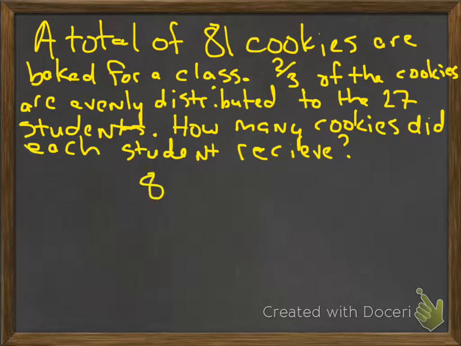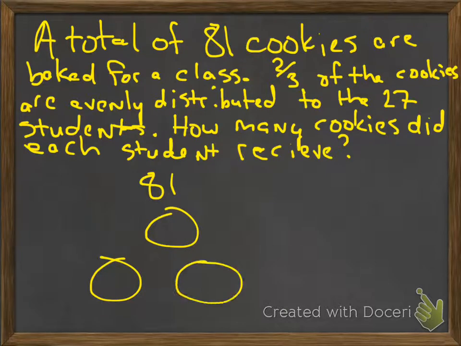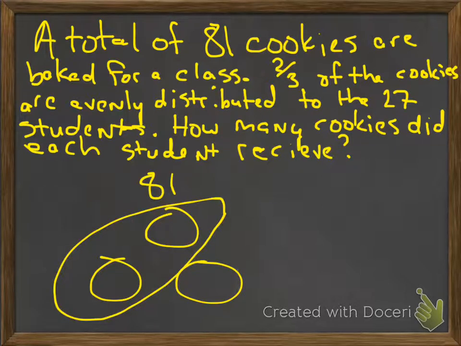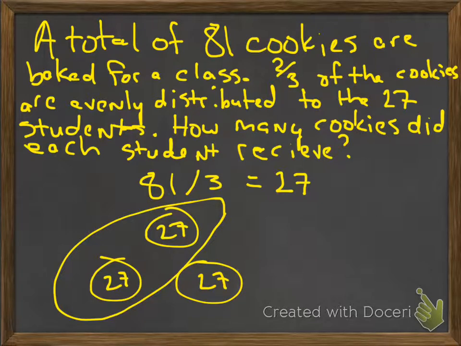Anyways, so let me think about this. There's 81 cookies, and 2/3. When I see a fraction like that, I might draw it as 3 groups, because that's another thing fractions represent. When you're in elementary school, you're taught that you're dividing things up into even groups. So there's 3 groups, but I'm only working with 2 of them, because 2/3. If I divide 81 by 3, I find there's 27 in every group: 27, 27, 27. Now that means there's 54 cookies.